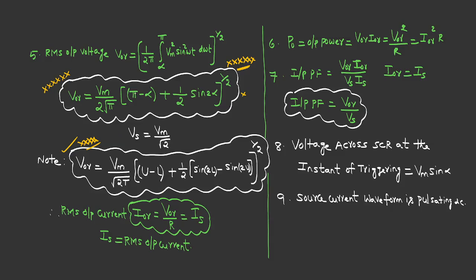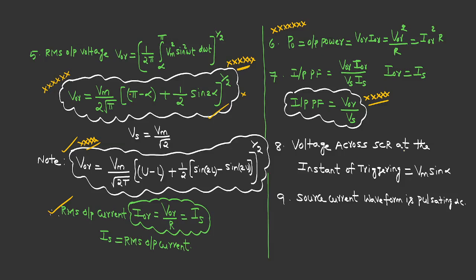Then once you know the RMS output voltage, you can find the RMS output current and the output power. Maximum, the question we can expect gives the resistance value and asks for the output power: V naught RMS square by R. To solve this problem, you have to remember this formula. Then, what is the input power factor? Input power factor equals V naught RMS by Vs, where V naught RMS is the RMS output voltage and Vs is the RMS value of the supply.